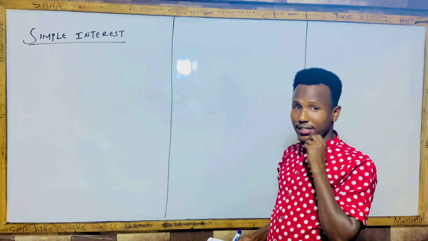So, at the end of this class, we must be in a position to solve or to get the value of either of these four. You must know how to get principal, how to get rate, how to get time, as well as how to get interest itself. So far we have this formula. Without wasting time, let us write the first example.